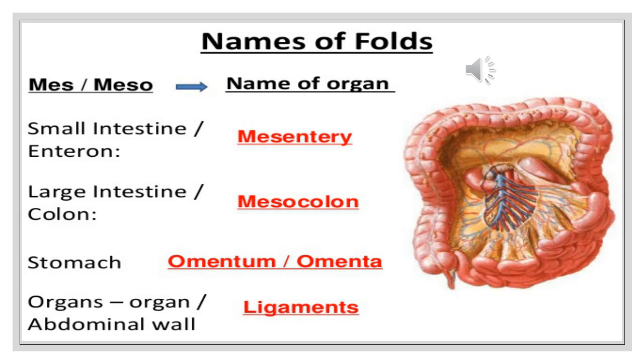In many situations, double-layered folds of peritoneum connect organs to the abdominal wall or to each other. Such folds are called ligaments. These may be named after the structure they connect. For example, gastrosplenic ligament, which means it connects the stomach to the spleen. Other folds are named according to their shape also. For example, the triangular ligament of the liver.